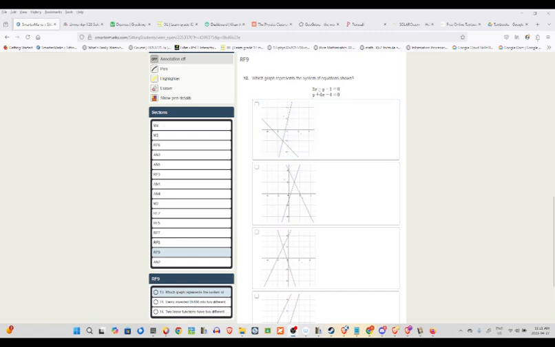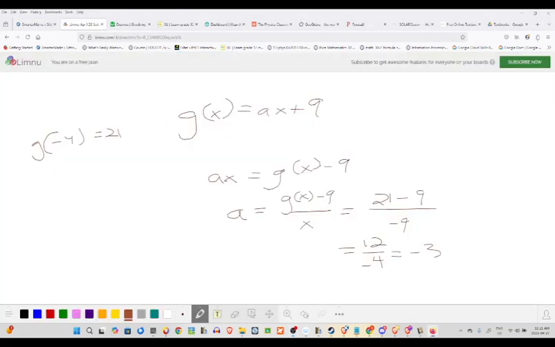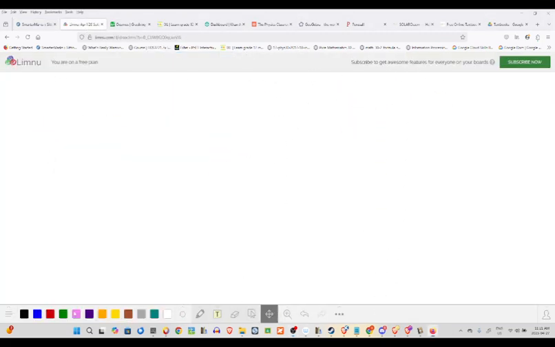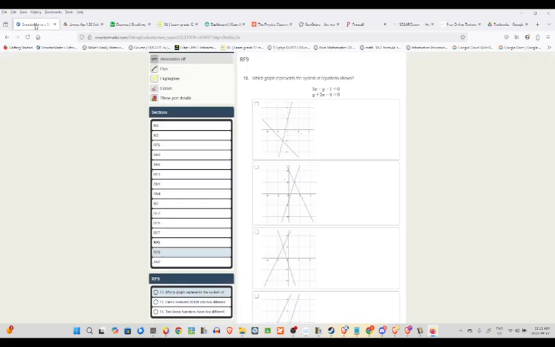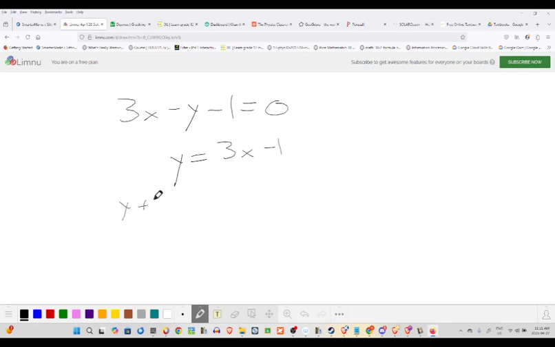So which graph represents the system of equations shown? So we have 3x minus y minus 1 is 0. So possibly the easiest way to do this is to convert both equations into our slope-intercept form. In this case, we get y is 3x minus 1. And then y plus 2x minus 4 is 0 becomes y equals negative 2x plus 4.